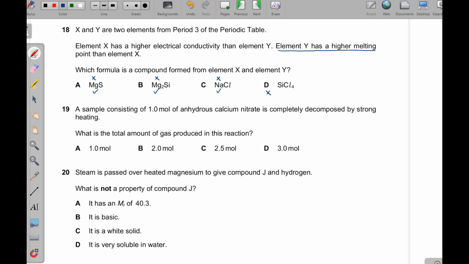Okay, that is the X. Then Y has to be this, Y has to be that, Y has to be that. Now, sulfur doesn't have a higher melting point than magnesium because this one is simple molecular. Simple molecular has covalent bonds that keep the sulfur structure there. Then that means this one is off.